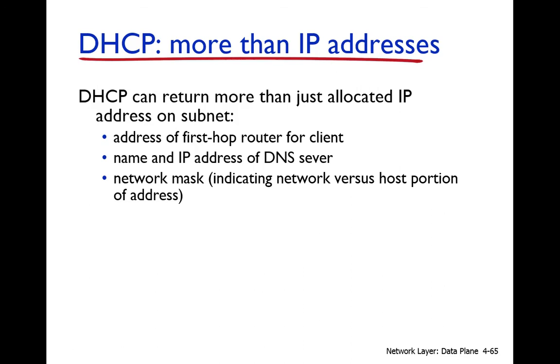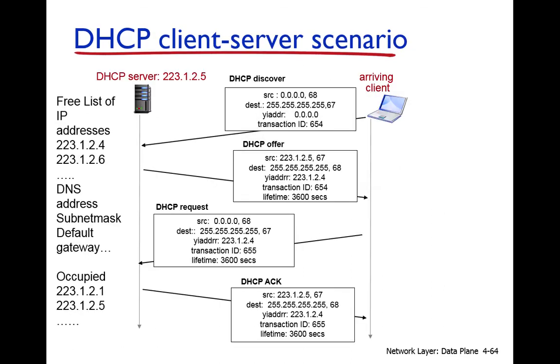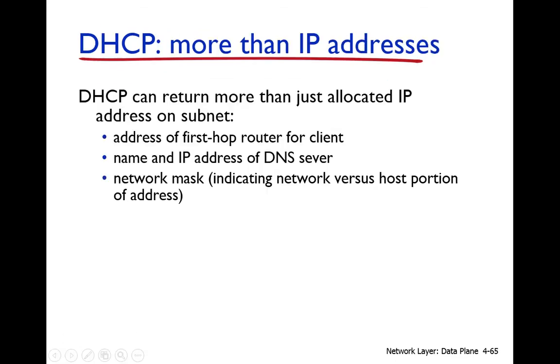So when DHCP sends the DHCP offer message or the DHCP acknowledgement message, it not only assigns the IP address, but it also returns the address of the first hop router, that is the default router, the default gateway for the client. It also returns the IP address of the DNS server. We have already discussed that the DNS server address is mandatory. Why? Because if the DNS address is not present, then the client cannot access hosts through names. Okay, and the network mask.